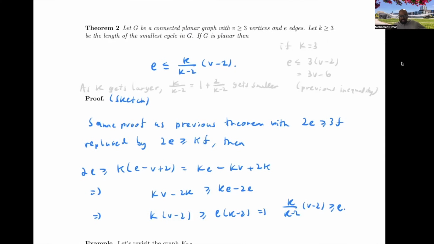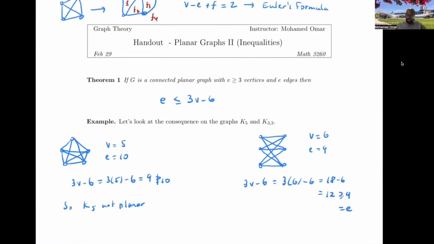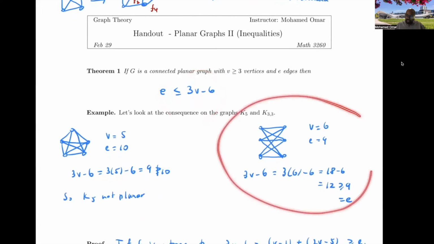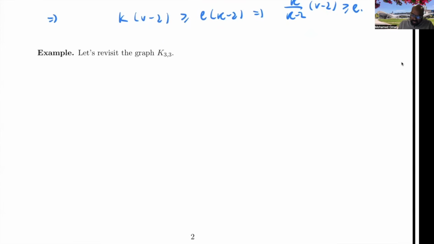Okay, so the key here now is to ensure that this bound actually helps in deducing that some graphs can be certified to be not planar in cases where we couldn't before. So let's actually look at this example, K33, and see what happens. So we revisit K33. Again, K33 looks like this.